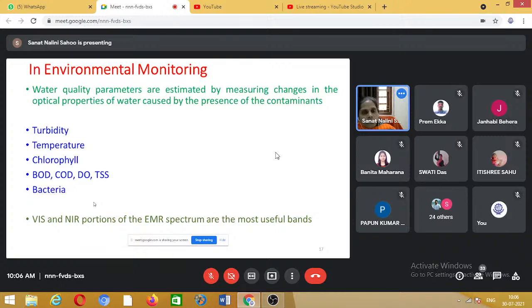Then coming to environmental monitoring, water quality parameters are estimated by measuring changes in the optical properties of water caused by the presence of different contaminants like turbidity, temperature, chlorophyll. So all these: BOD, COD, dissolved oxygen, total solids, bacteria. At this point, let me tell you, the way I told you about dry soil and wet soil, their reflectance values will be different. Dry soil will reflect more, and wet soil, due to the presence of water, will absorb more energy and reflect less energy. Similarly, pure water and water mixed with any impurity. Pure water will reflect high energy, whereas if the water is mixed with certain types of impurities like turbidity, or it is at a hot temperature, chlorophyll, BOD, COD, any sort of impurities, definitely it will affect the reflectance properties.